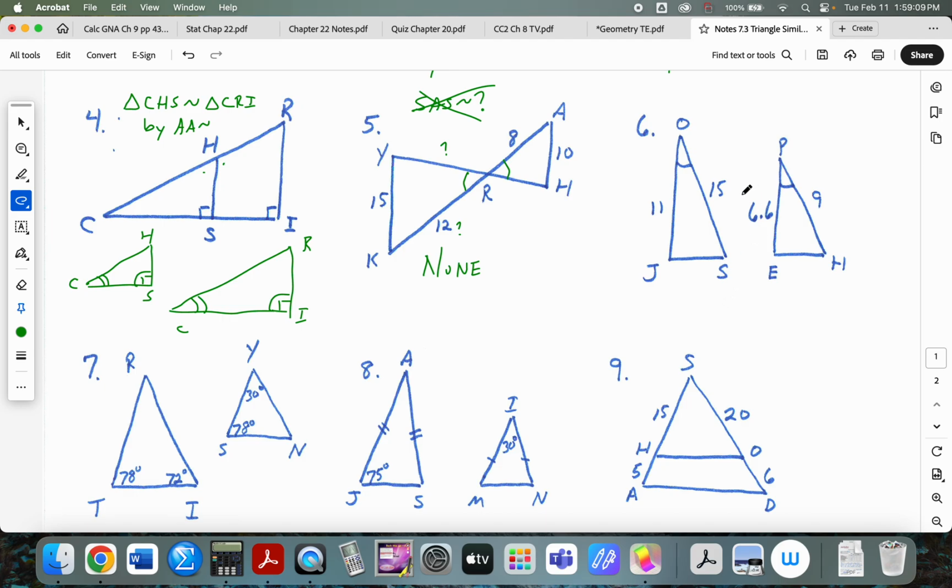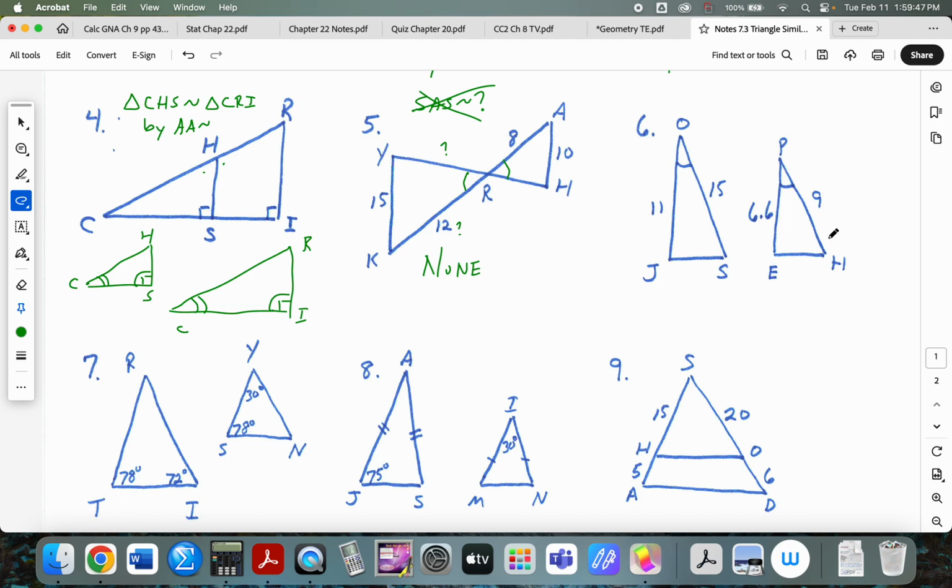All right, let's look at this next one. I've only got one pair of angles, and I don't have any hope of finding any other angles congruent, so it's not angle-angle. It's not side, side, side, because I don't have all three pairs of sides. It's possible it could be side angle side. Do I have the sides around angle O? Yes. Do I have the sides around angle P? Yes, but what do I need to check?